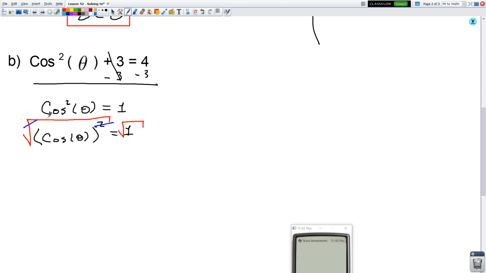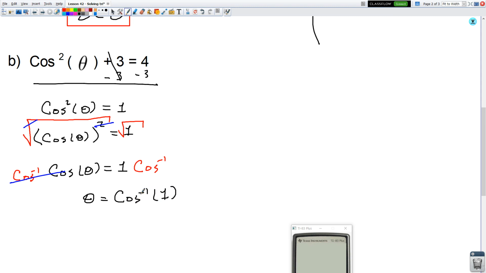So this cancels out with this. And now we have that cosine of theta equals the square root of 1, which is 1. So now notice that there's no second exponent. Now we just have the cosine. So if we want to get theta by itself, we're going to multiply by the inverse. So the inverse of cosine is cosine inverse. We're going to multiply that left and right. If we do that, this cancels out. So now we have theta by itself. So theta equals cosine negative 1 of 1.